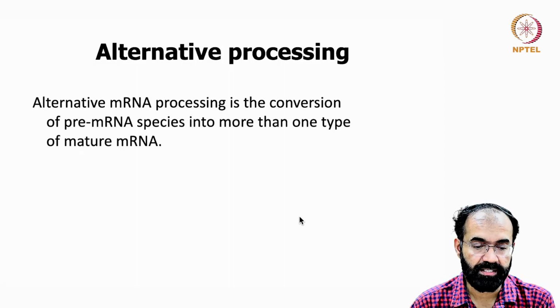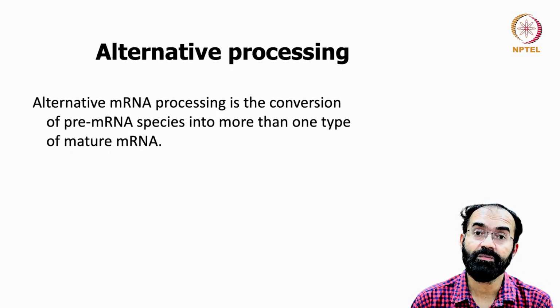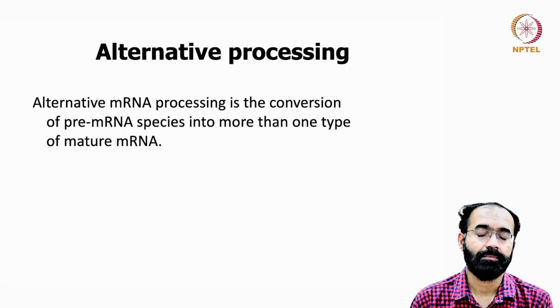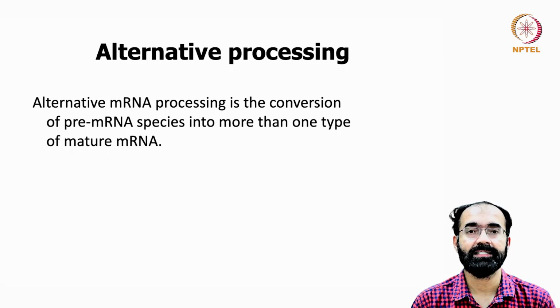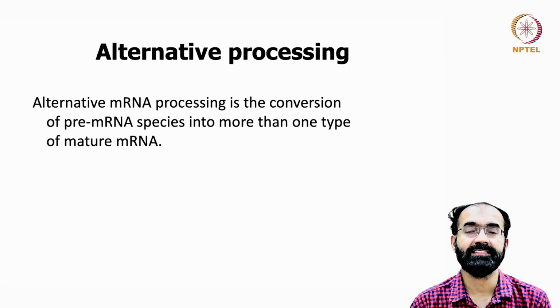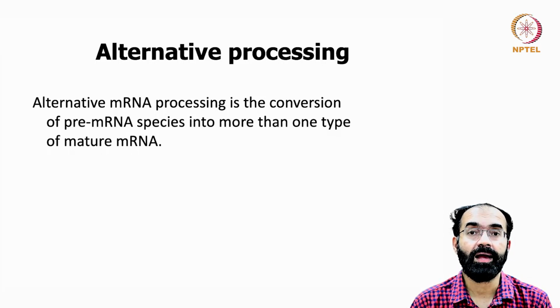What is alternative processing? Alternative mRNA processing is the conversion of pre-mRNA species into more than one type of mature RNA. And if it gets converted into more than one type of mature RNA, you end up getting more proteins, or a slightly different protein. When you say different protein, that doesn't mean it is entirely different. Say a protein has 100 amino acids, and you make a 10 amino acid change, then technically it is a different protein. So I am not saying that in order to have a change, you need to have a 10 amino acid change. I will give you one simple example.